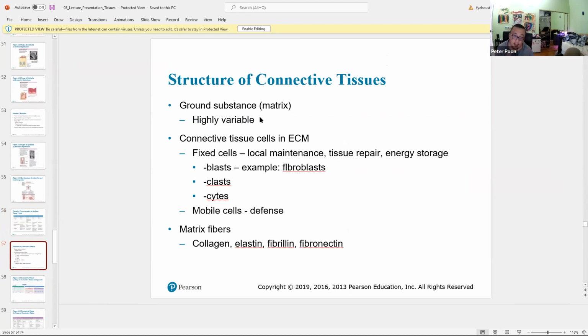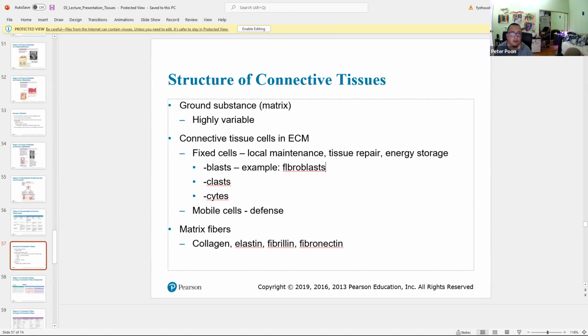So the structure of connective tissues. Connective tissue is the one type of tissue where the extracellular matrix is more than the cells. There's more extracellular matrix, and the extracellular matrix is probably more important to the function than the cells. In connective tissues, in the extracellular matrix, you have fixed cells that provide local maintenance, tissue repair, and energy storage.